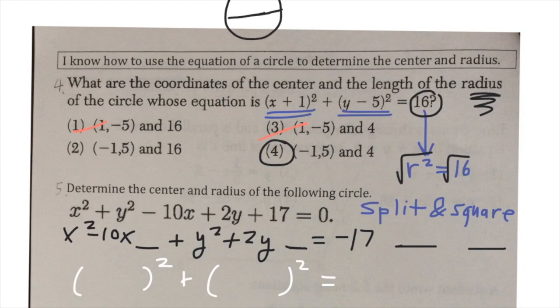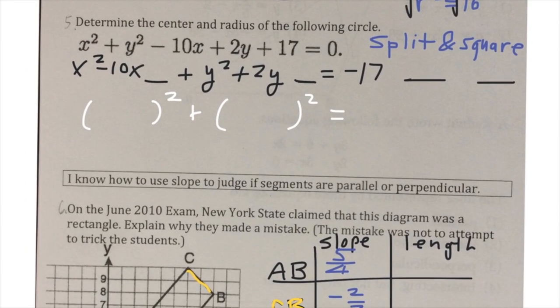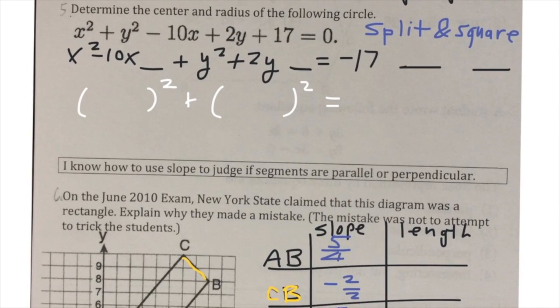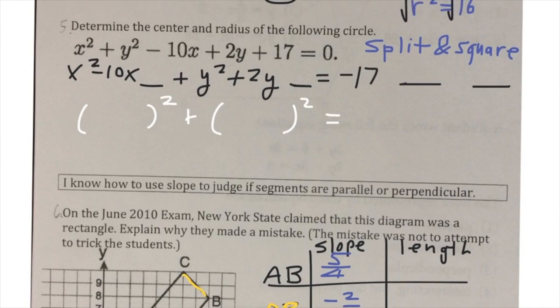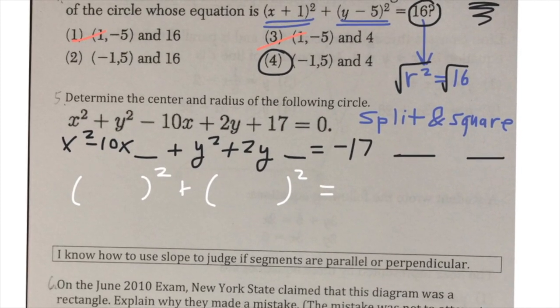For question number 5, it's also an equation of a circle, but it is not in that convenient form that it was in question number 4. So our goal here, first of all, is to make this equation here look like this equation here. And the way we do that is with a technique called completing the square. I've nicknamed it split and square.